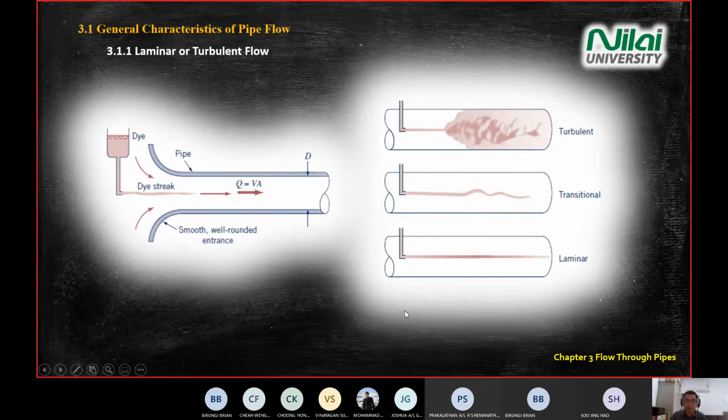So we have 3 types of flow for this chapter 3, and we will deal with these 3 types of flow in this module: laminar, turbulent, and transitional flow. This is by experiment, but as engineers we need some numbers to quantify the behavior so that we can calculate or prove it in a mathematical way. So this, I think, so far is quite direct.